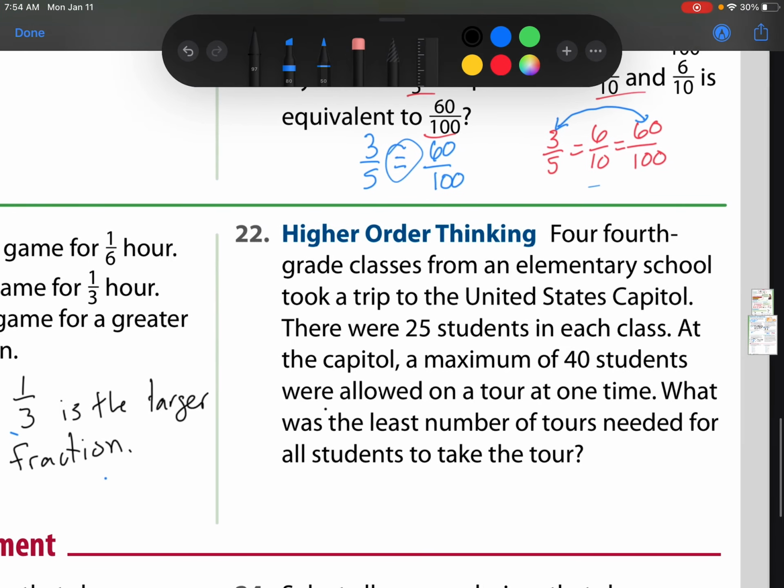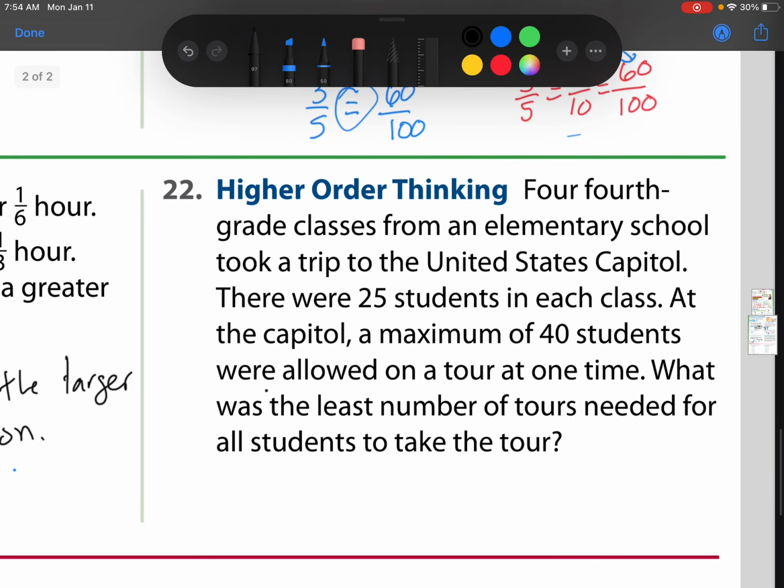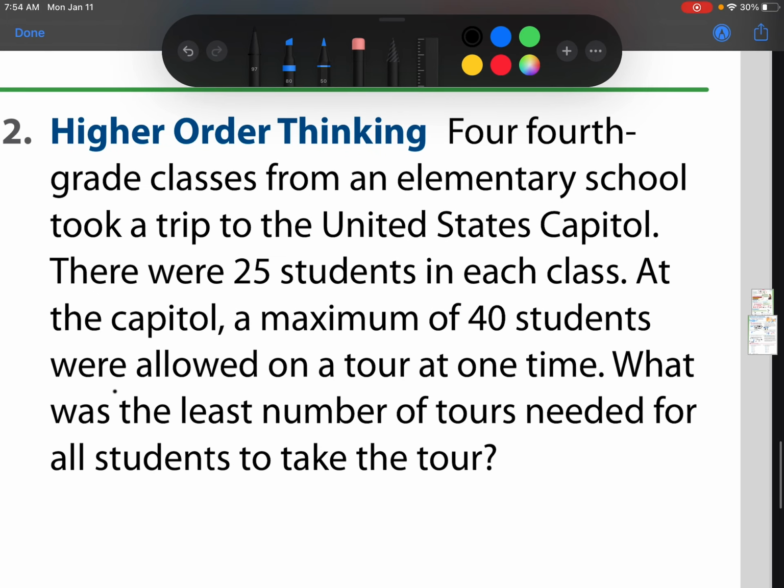Now, let's head to 22. Four fourth grade classes from an elementary school took a trip to the United States Capitol. There were 25 students in each class. At the Capitol, a maximum of 40 students were allowed on a tour at one time. What was the least number of tours needed for all the students to take the tour? So what do you guys think?